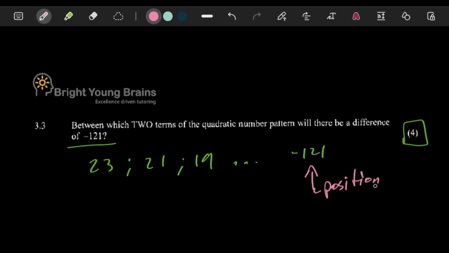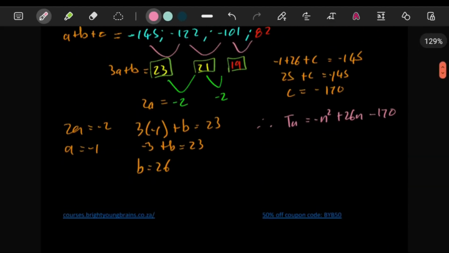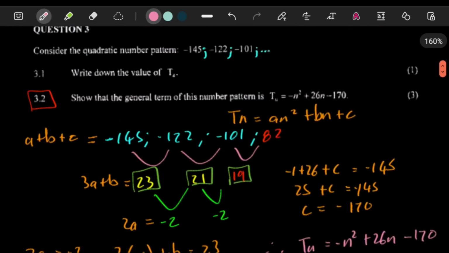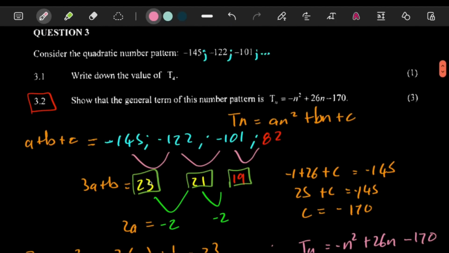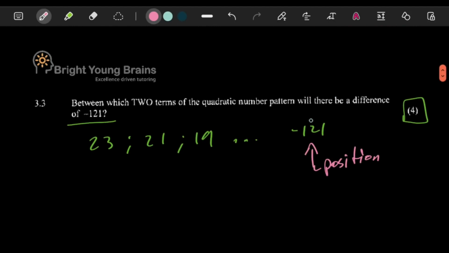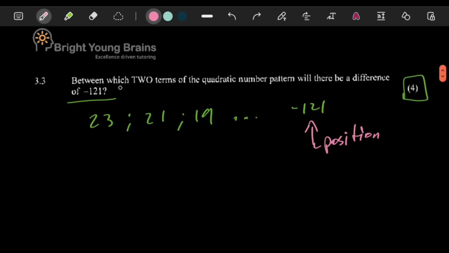The reason I'm writing position is because they said between which two terms. So remember, position number 1 is between term 1 and 2. Position number 2 is between 2 and 3. Position number 4 is between 4 and 5. So whatever position this is, we'll be able to say it is between position something and the next one. You will see what I mean just now. Let's just get this value in this sequence.